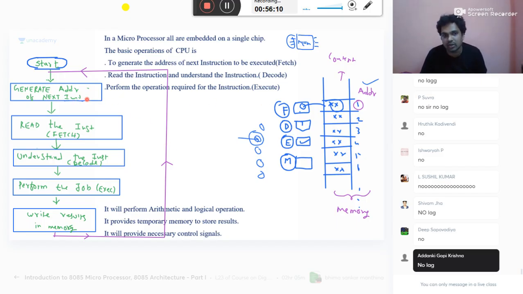Why the word "next"? Why can't we take the present one, sir? You will be having this kind of doubts. Don't worry about it. Understand now.